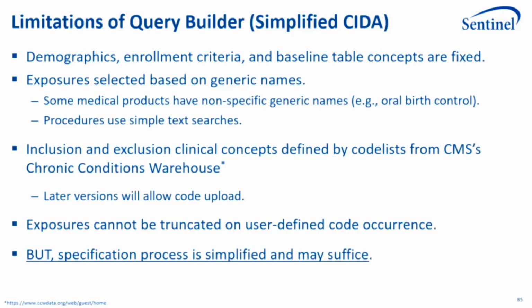The inclusion and the exclusion clinical concepts here are based on the chronic conditions warehouse. Our later versions of this tool will allow a complete code upload. And exposure can't be truncated on a user-defined set of things that happen, which we can do in our larger CIDA process. The idea here is that this specification process is intended to be simplified. It's your first entry point into using the system, and then you can go on to create more complicated, complex queries using SAS, if you're familiar with it, later when you are doing your inferential question of interest.